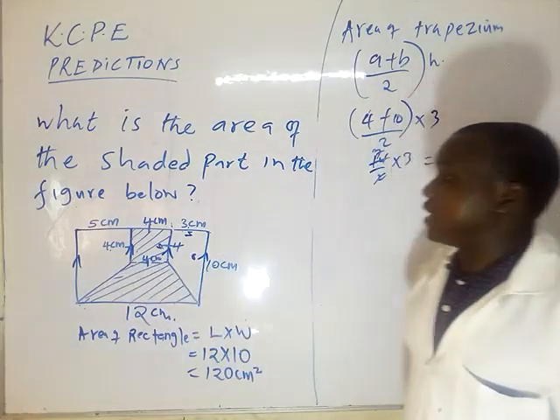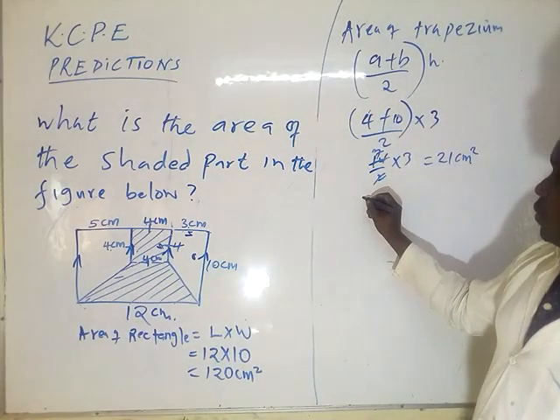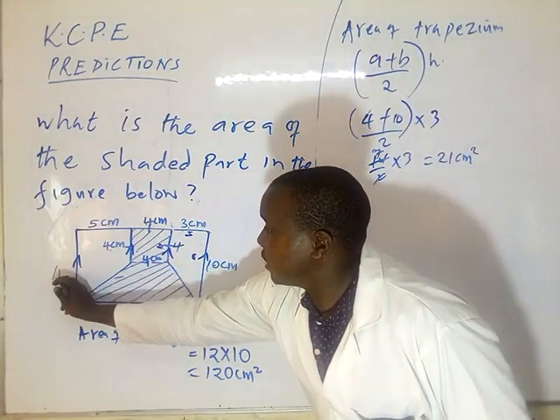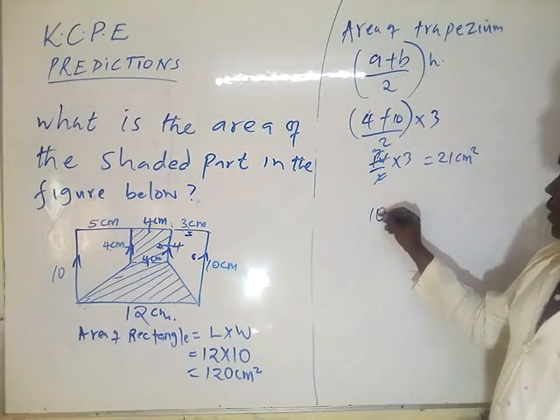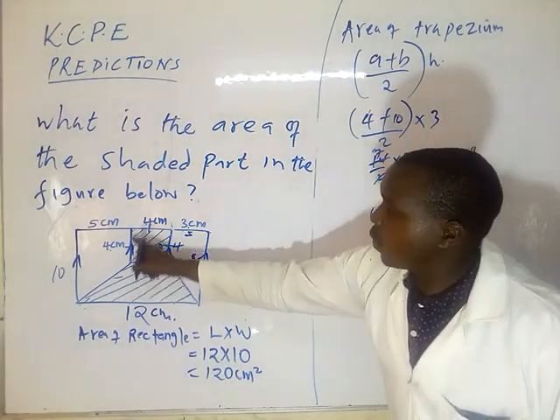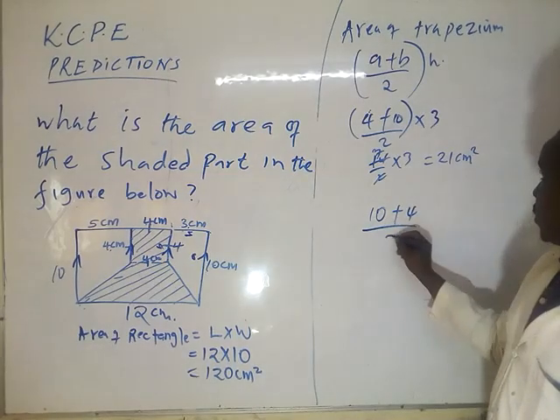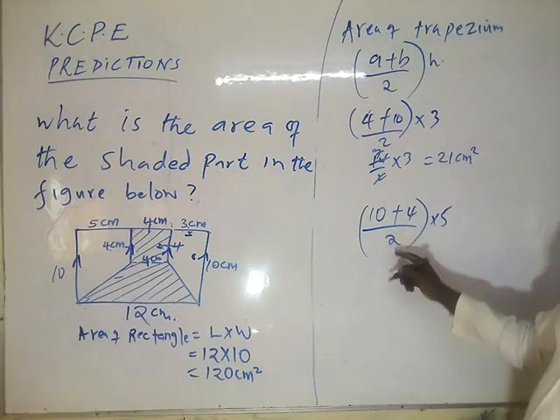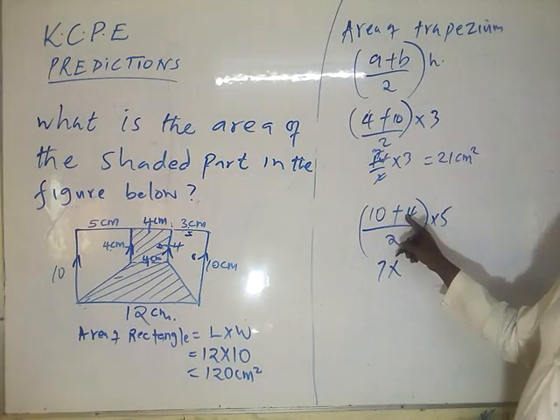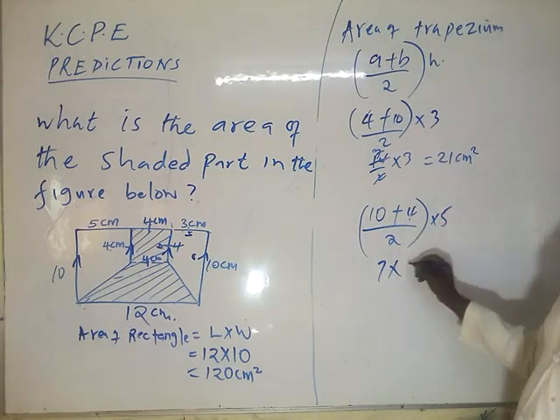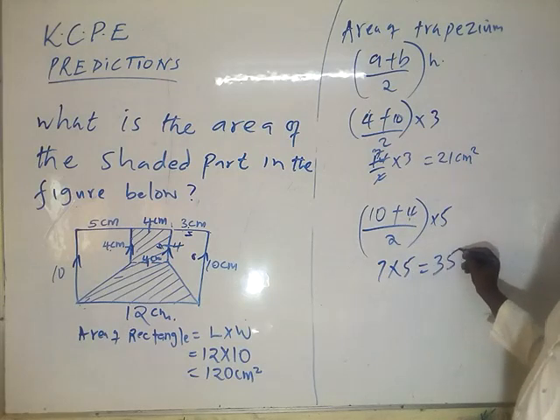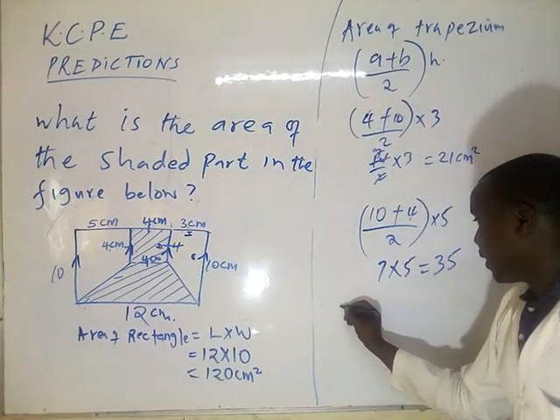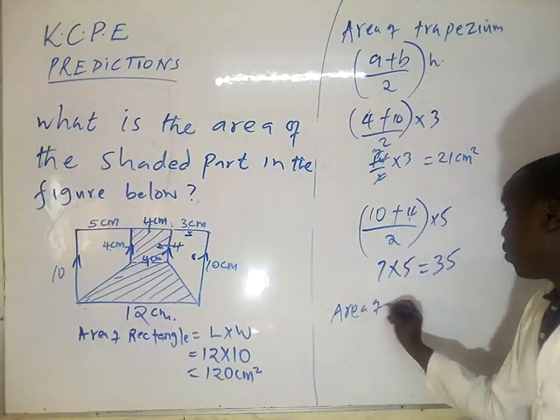Let us calculate this in a similar manner. That is 5. From here to here is the same as here. Here is 10. So that is 10 plus 4 divided by 2, and the height is 5, times 5. So this is 14. 14 divided by 2 is 7 times 5. The answer is 35.